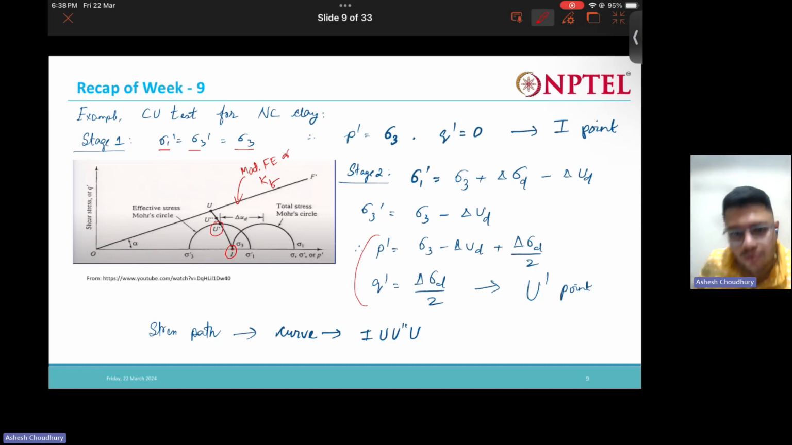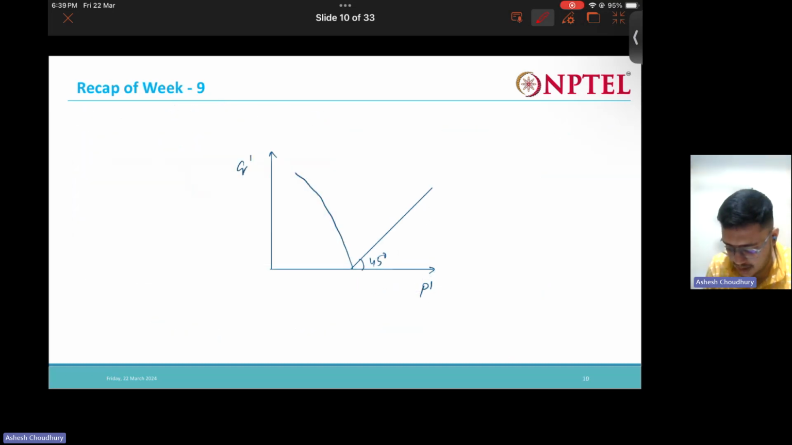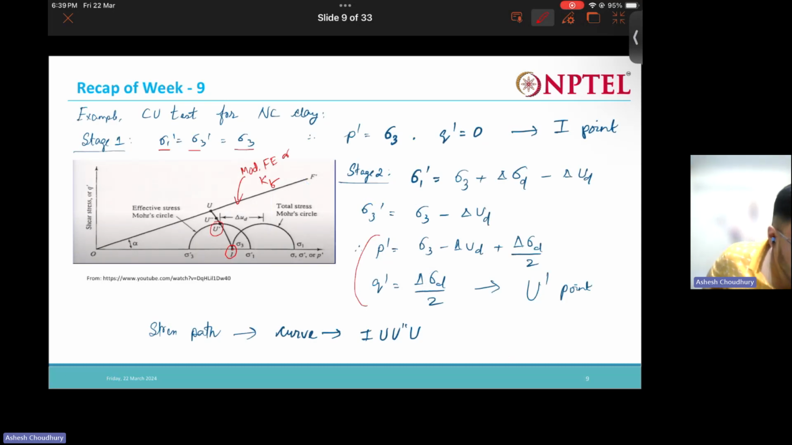Now for total stresses, if you plot the total stresses, then you are going to have a line like this. Generally what matters to us is plotting the effective stress, right? Your p prime and q prime you are plotting. So if you plot p prime q prime, what you are going to get is a curved stress path. In case of the CU test, you are going to get a curved stress path, like this. Don't touch there.